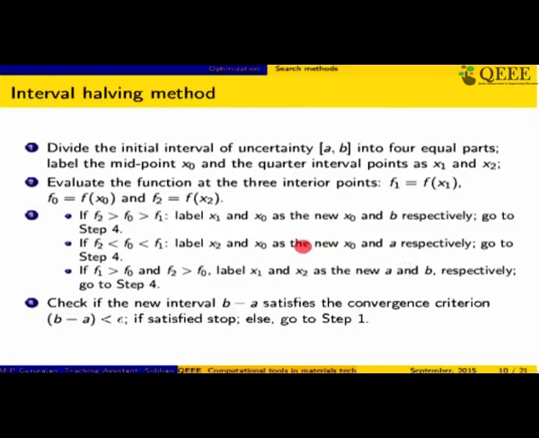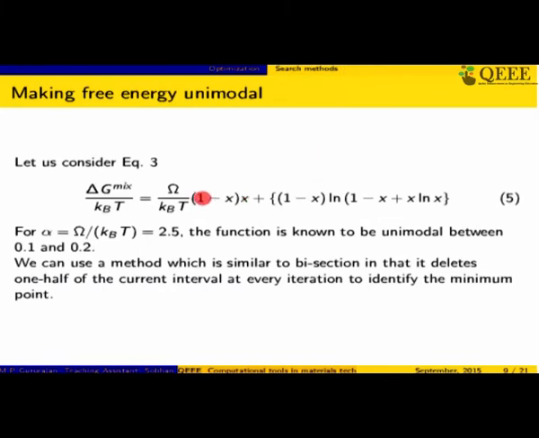Now you keep doing this, and we check whether the new interval b minus a satisfies the convergence criterion. Once the interval between b and a becomes smaller than a particular value, we stop and we have identified the solution. Like I said, this polynomial with 2.5 for omega by kBT has a minimum between 0.1 and 0.2.